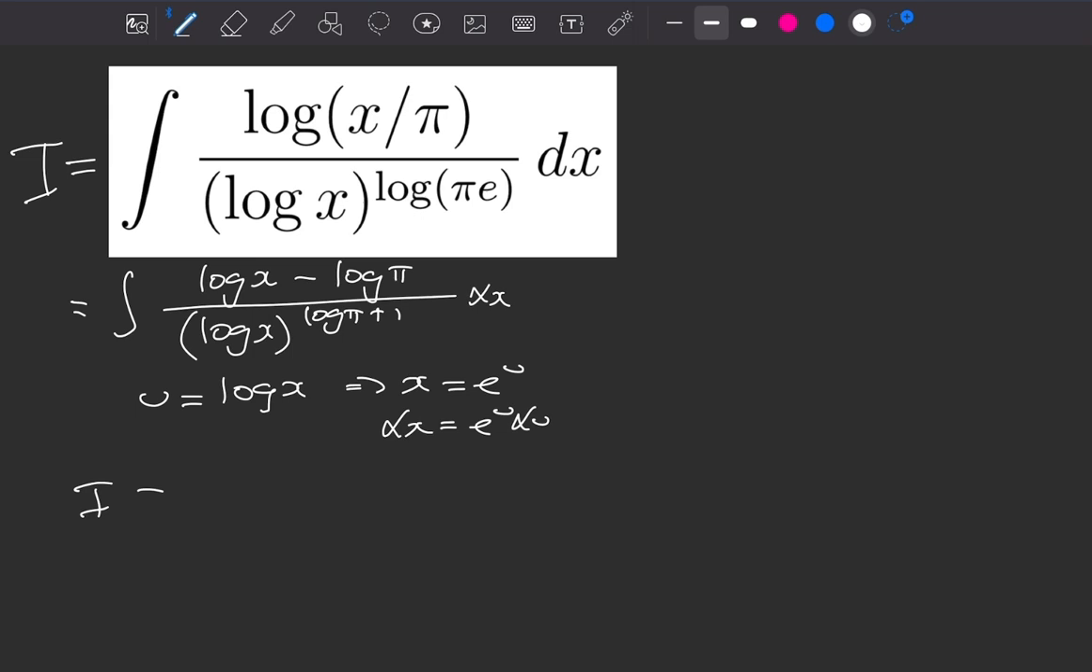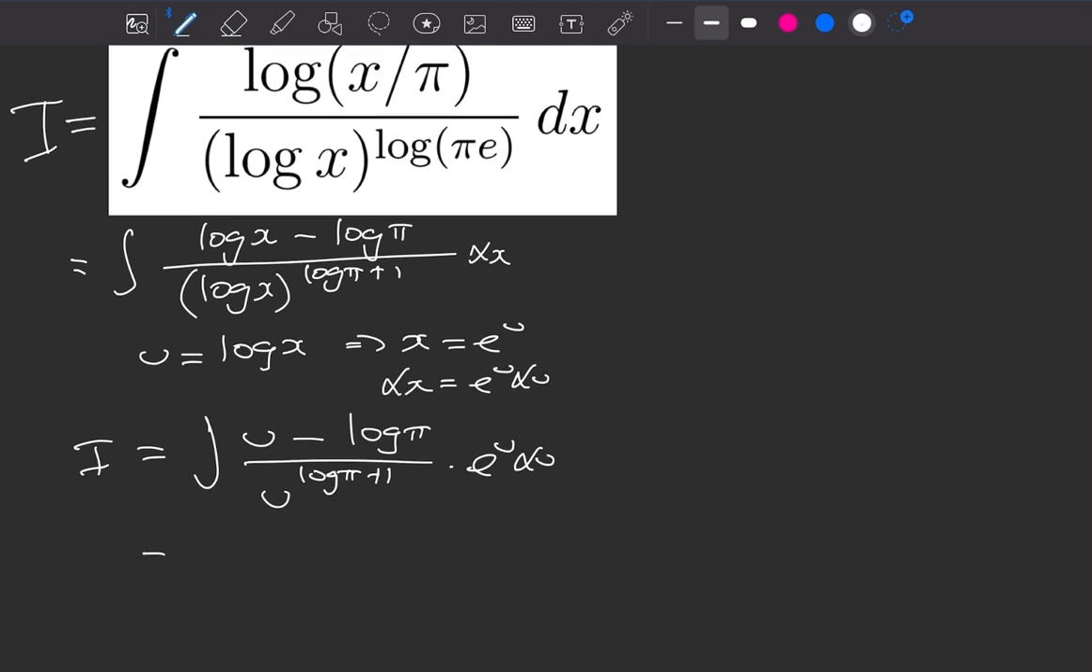Our integral is going to be the integral of log of x, which is now just u, minus log of pi, that's just a constant, so that stays the same, over log of x, which is u, to the power of log of pi, just a constant, plus 1. And we'll have an e to the u du. Spot on. Now we'll take this fraction and we'll split it up into two fractions.